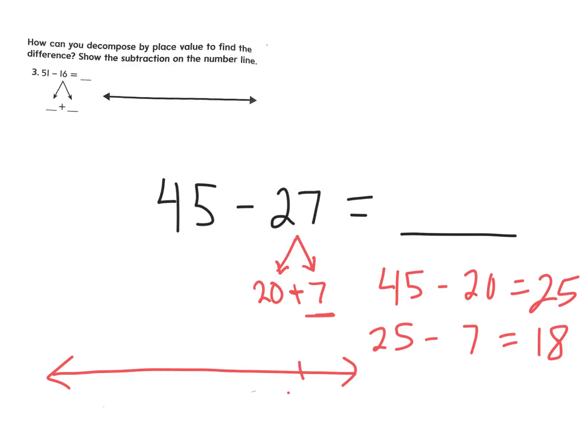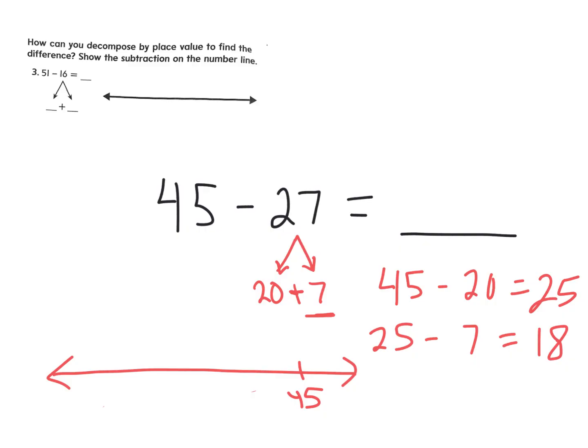So we're going to start at 45. And because we've broken up the 27 by place value, we know we need to take away 20. So this is called an open number line, meaning it's really flexible. You can kind of show your jumps. You can put numbers wherever you want, and then you can show your jumps however you want.